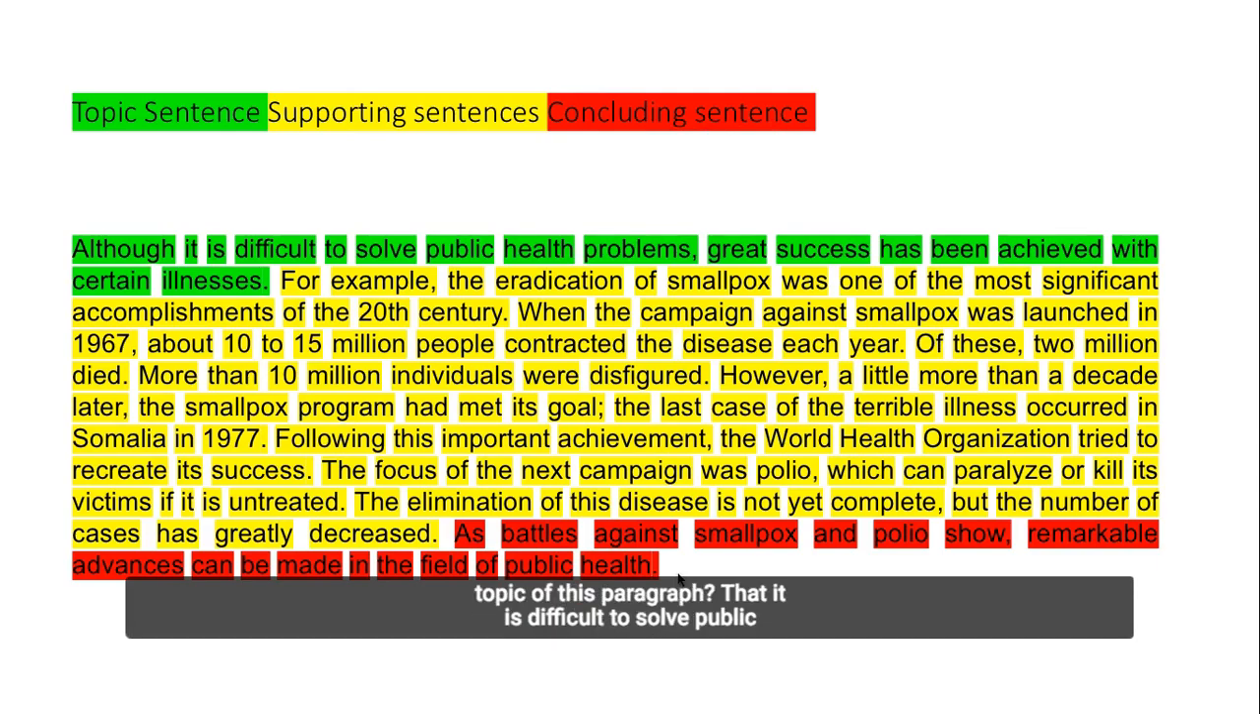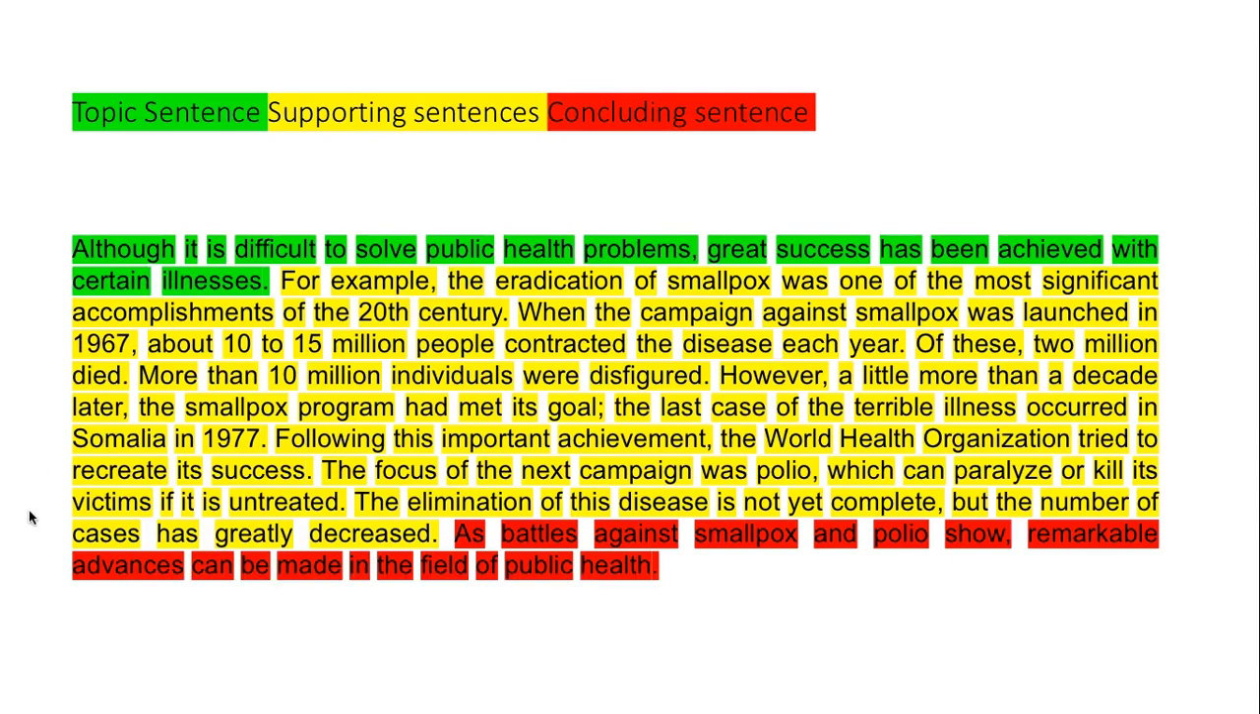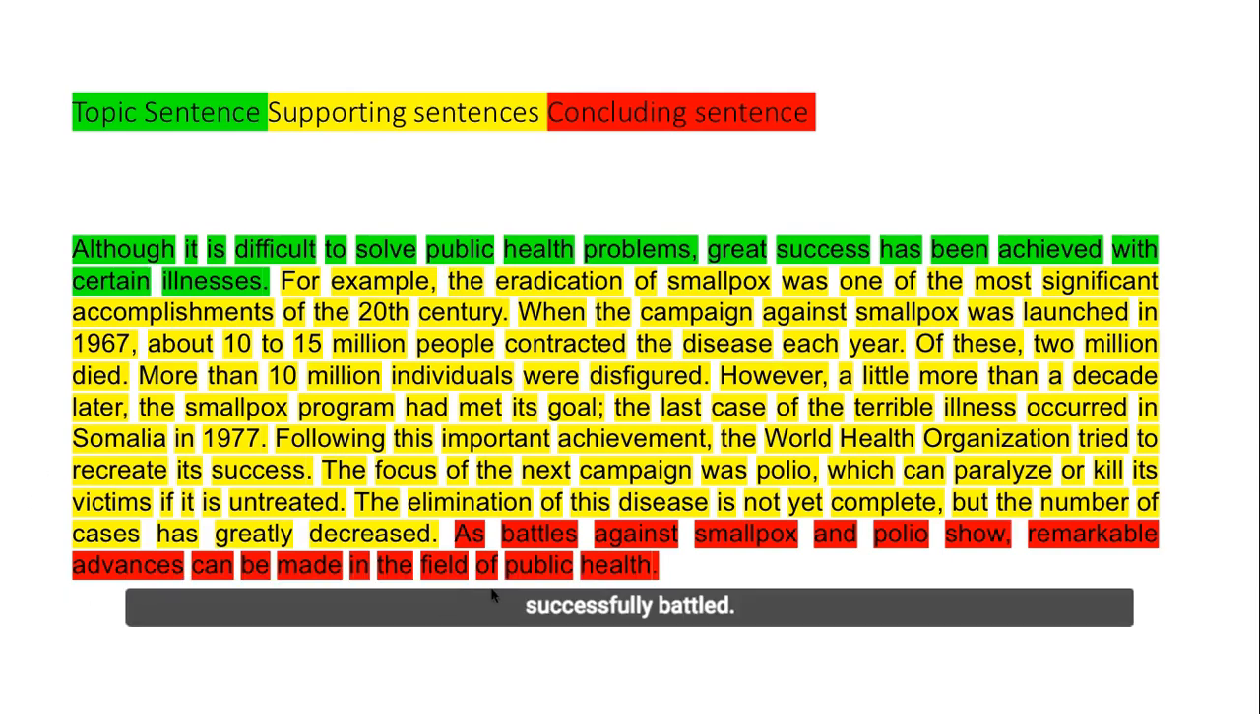So what is the topic of this paragraph? That it is difficult to solve public health problems. However, great success has been achieved with certain illnesses. And then you see our conclusion tells us that smallpox and polio are the specific illnesses which have been successfully battled.